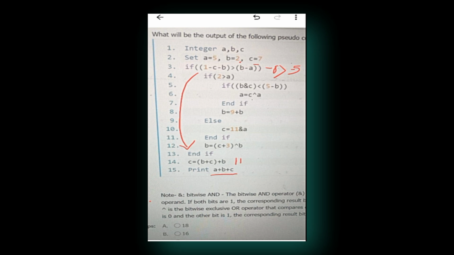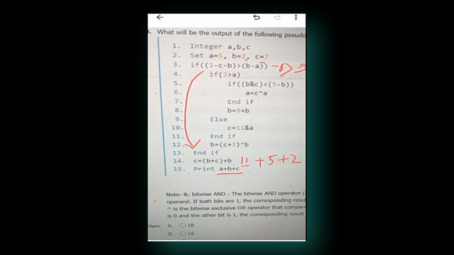So a is equal to 5, b is equal to 2 and c is equal to 11, right? So the value of this becomes 11 plus 5, 16 plus 2, 18. So the correct answer will be 18, right? So option a will be the correct answer, right?